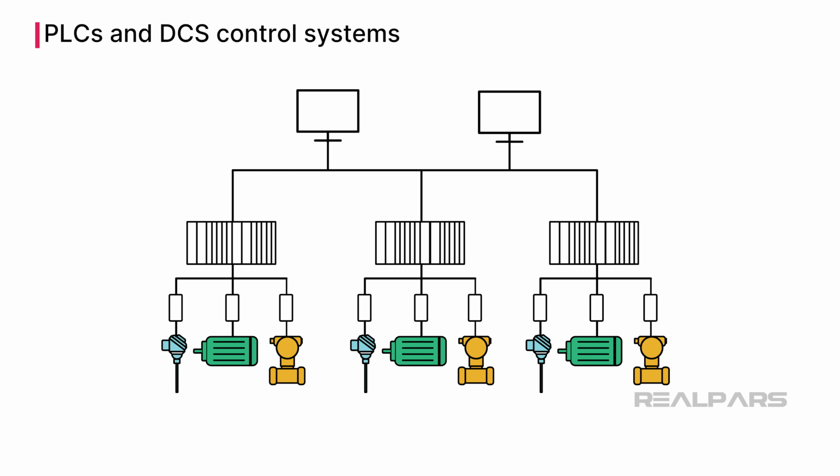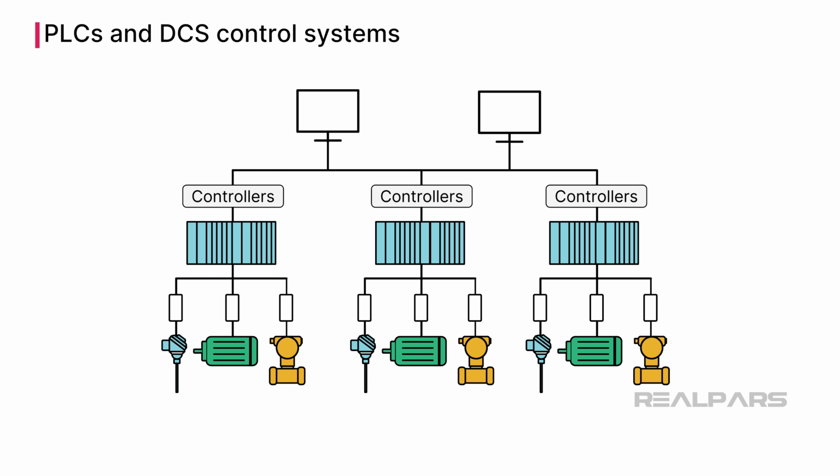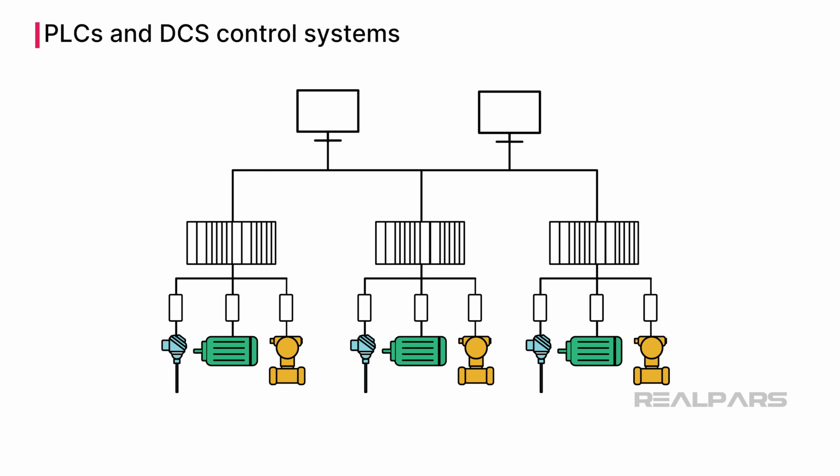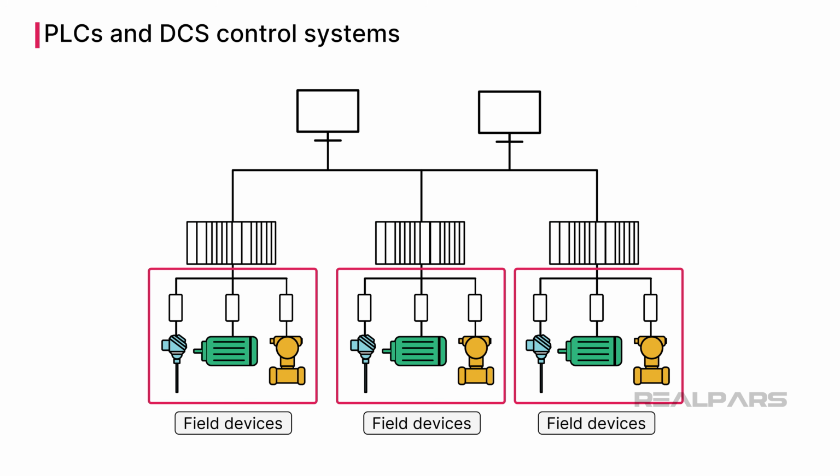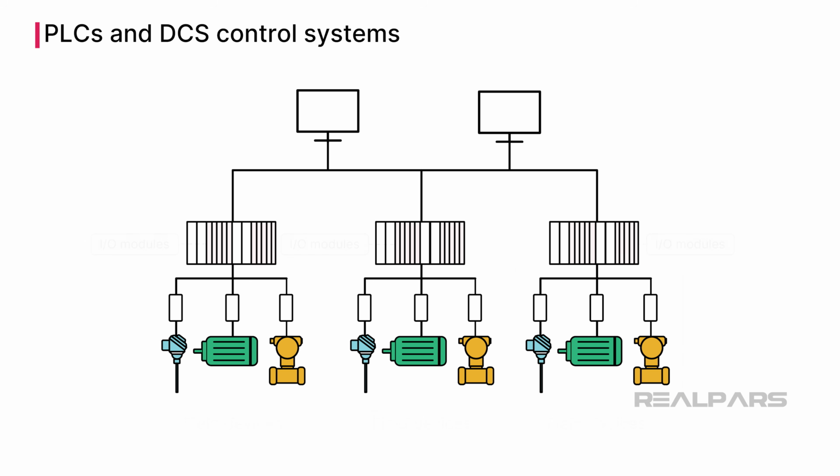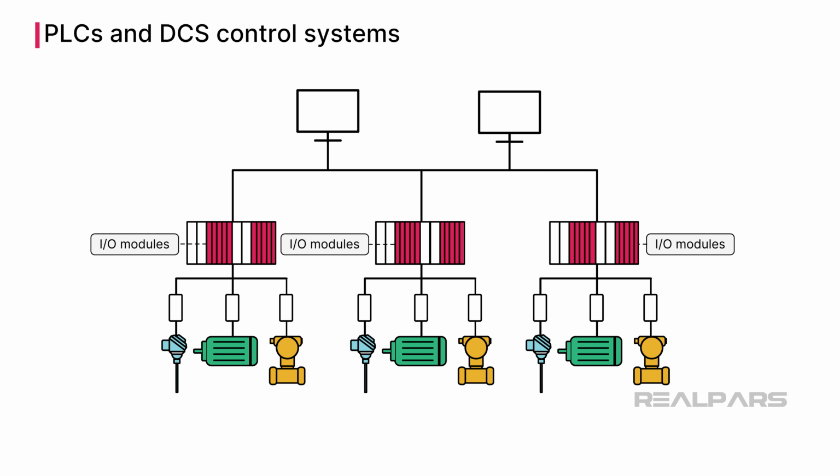A DCS is a computerized control system with multiple autonomous controllers that operate and control many control loops. Field devices are connected to controllers with multiple I/O modules located in cabinets.